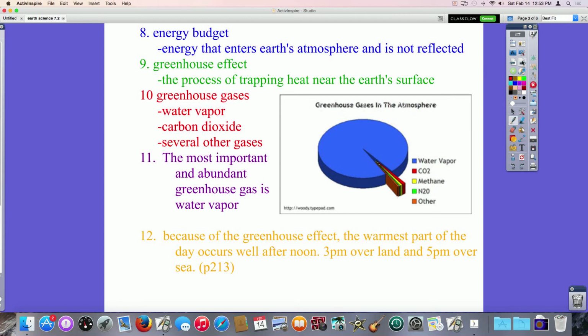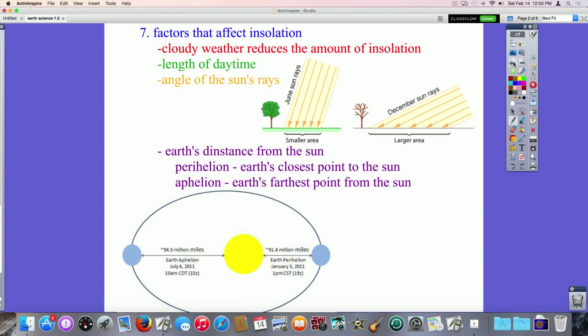And again, I think I accidentally skipped one there, which was the angle of the sun's rays. During December, because the Earth is on a tilt, its axis is tilted, it is not perfectly perpendicular to the sun. There are periods of time when the amount of sunlight is spread over a larger area. In December, that's what's happening.